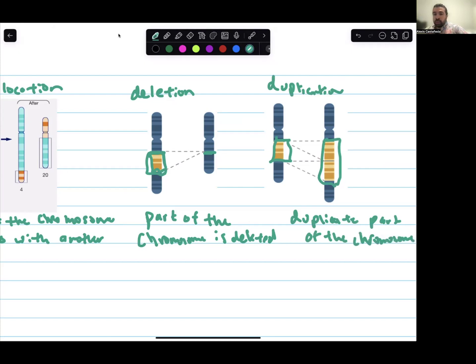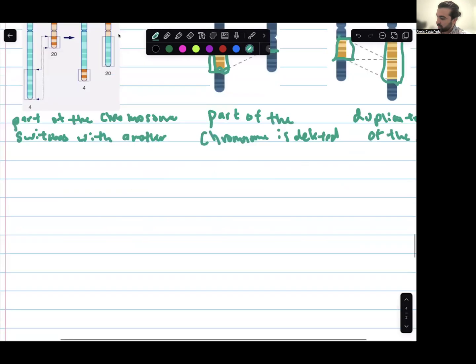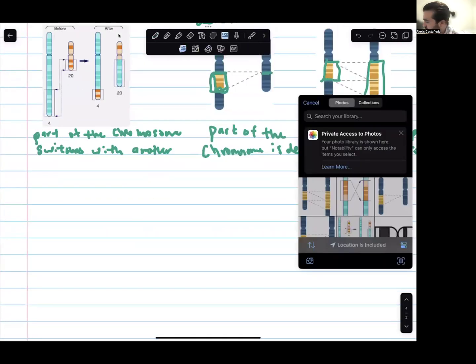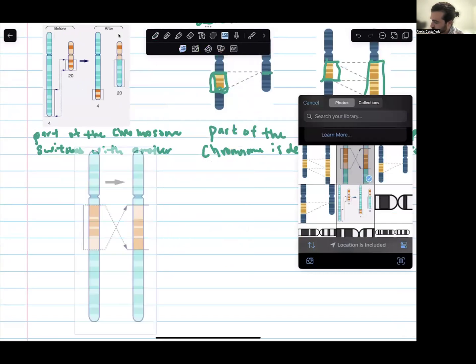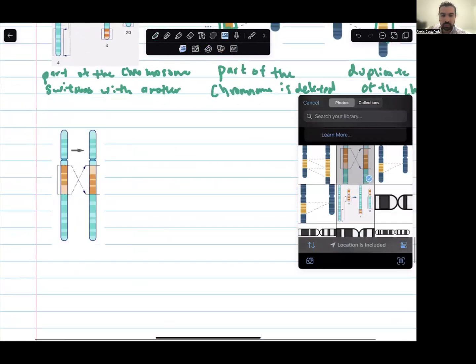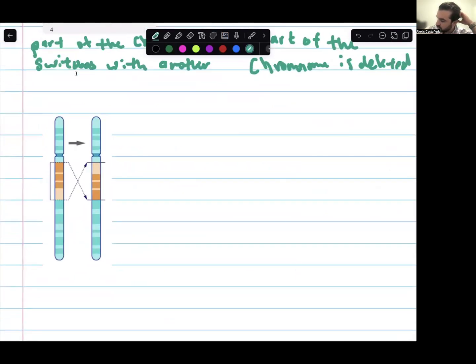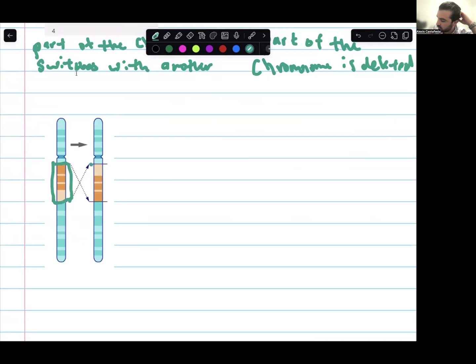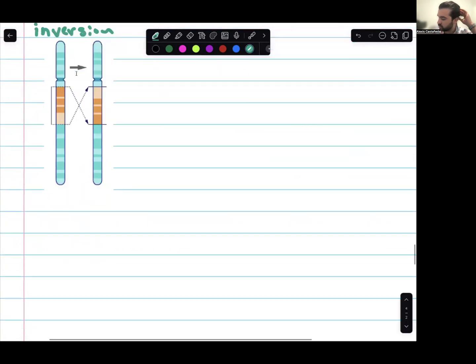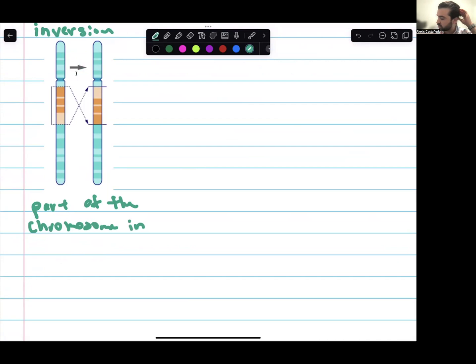Then one other case that can happen is this. Part of the chromosome that was like this, for some reason, flips in the opposite direction. It inverts. So we call this an inversion.